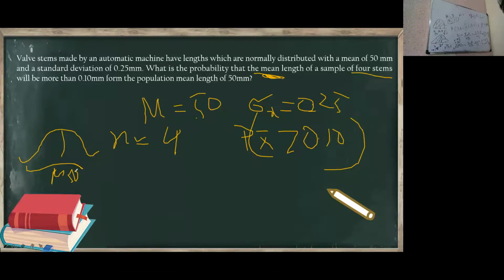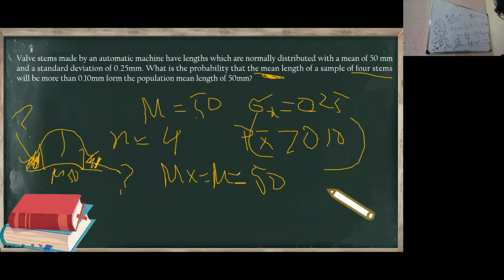Here it's like a two-way, so sigma is 0.25, and we are interested in this one and this one. All right, so this information and this information here. What will be this one? This we are interested in. So of course mu is 50, which we already know, that mu of x bar equals mu equals 50, right? Length of 50 millimeter.